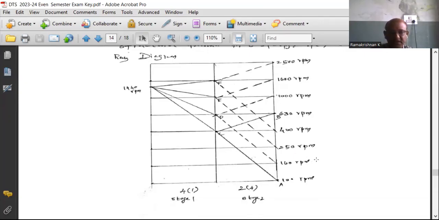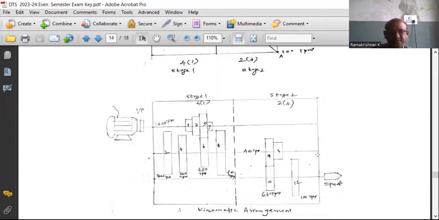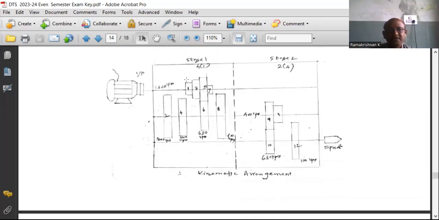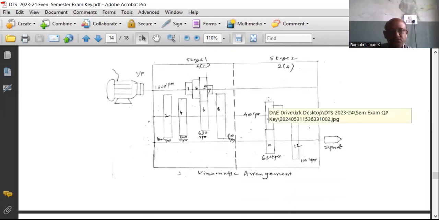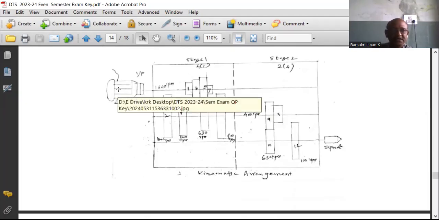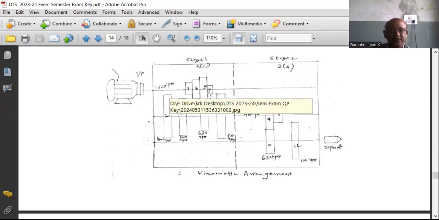Now let us look into the next gearbox. Here the gearbox can be denoted with a rectangle diagram. Then you have the 2 divisions for the 2 stages with a dashed line. Now you draw the motor as the input. Then you couple the input shaft with a coupling. Then the motor input speed is 1400 RPM.